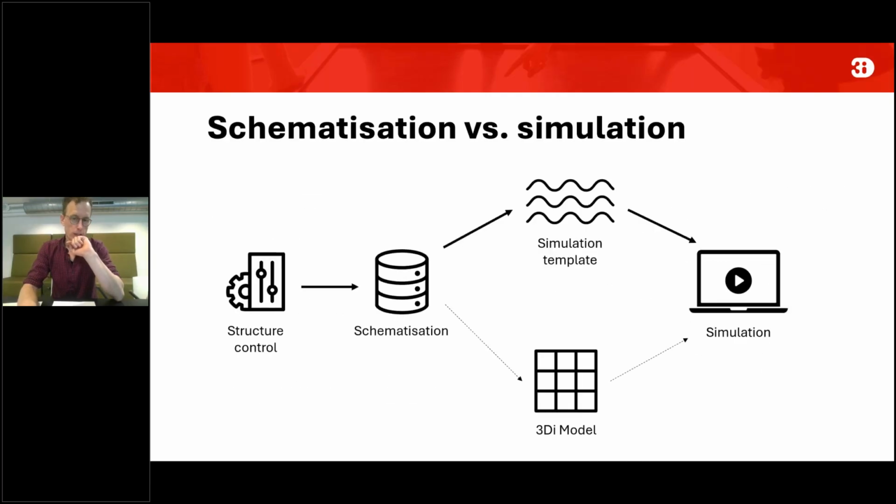Okay, then just before we get to the demo, there's something that is important to understand to follow what I will be doing, because there are 2 points in the process where you can add structure control to your simulation. The first one is to define it already in the schematization. So here at the left, you see your structure control. You add this to your schematization. And then when you make a 3DI model, this information will be extracted to your simulation template.